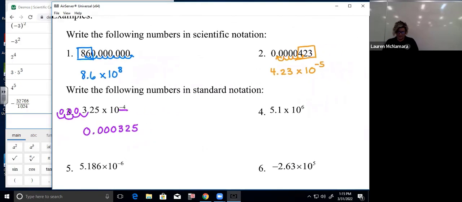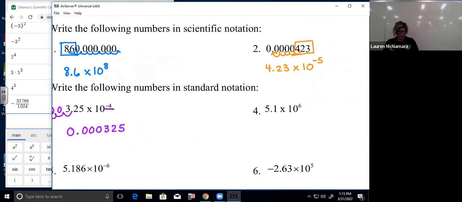Looking at number 4, my decimal is here. I'm moving my decimal 6 places. So 1, 2, 3, 4, 5, 6. So 5, 1, 0, 0, 0, 0, 0.